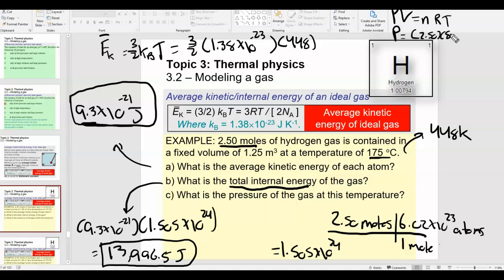R is the gas constant, that's 8.31. T is the temperature, again in Kelvin, it must be in Kelvin, divided by the volume, which is also given in the problem as 1.25. So 2.5 times 8.31 times 448, and then divide by 1.25, I get a pressure of 7,446 pascals. And so that is the answer to part C. So pause it there if you need to look at that some more.